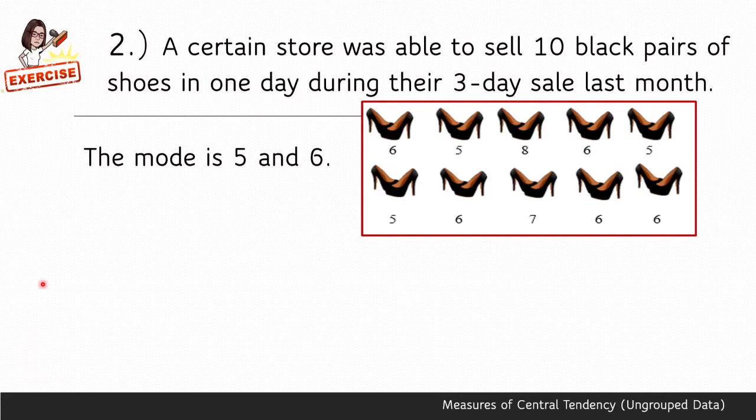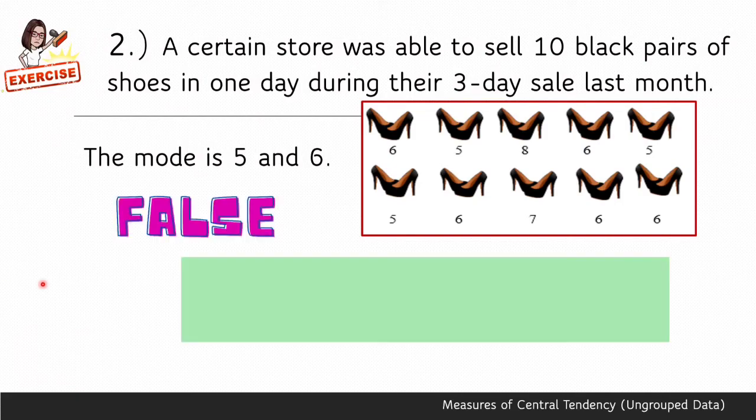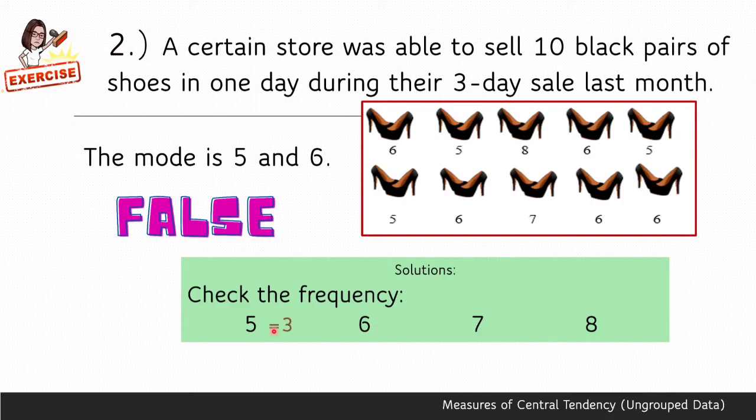So, what do you think is the answer? That is false again. Why? The solution is this. We have to check the frequency. The numbers that appeared here are 5, 6, 7, 8. These are the sizes. How many times did 5 appear in our data? 3 times. 1, 2, 3.